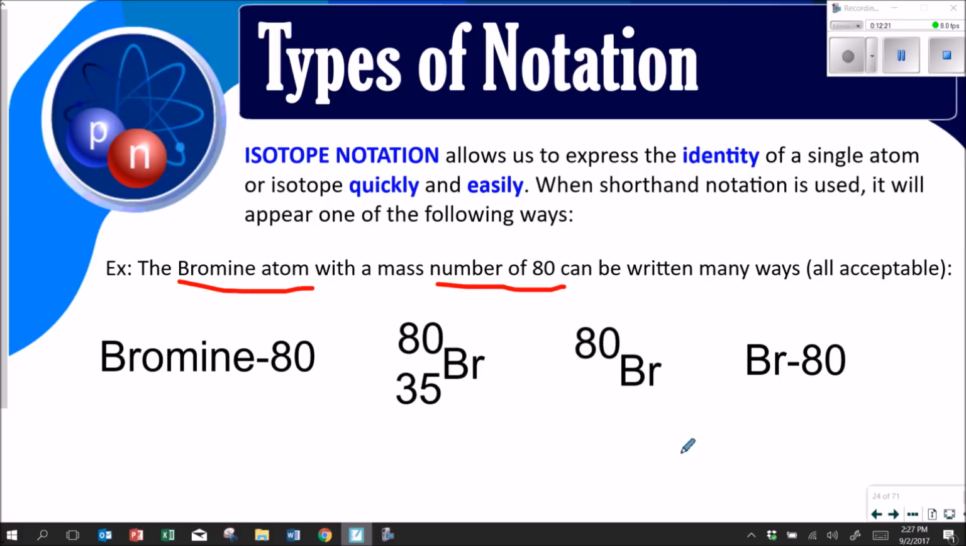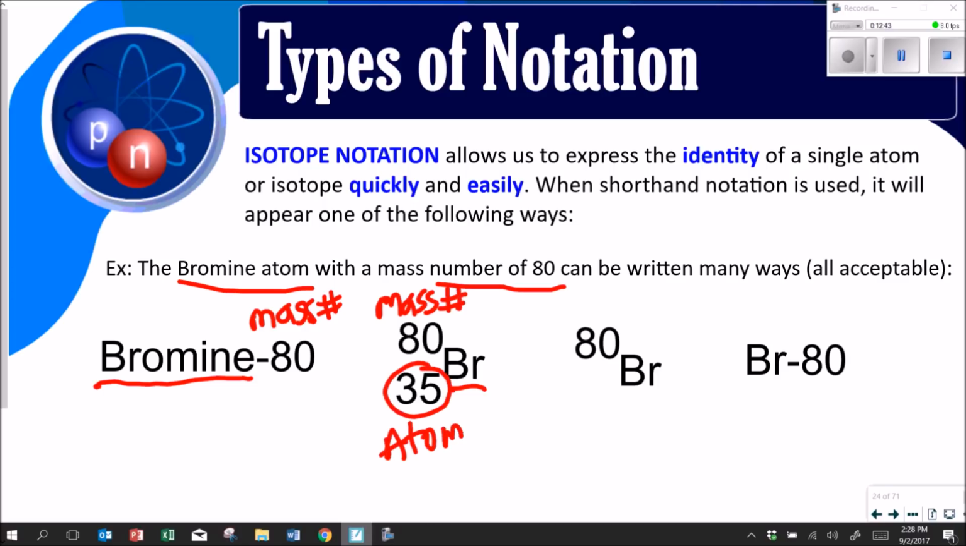So bromine 80, we write the full name of the element followed by the mass number. The second shorthand notation, we write the element symbol, which you can find on the periodic table. The mass number goes on top. And over here, that 35 is the atomic number. Where do we find the atomic number? We go to the periodic table, we find bromine, and it will be 35.